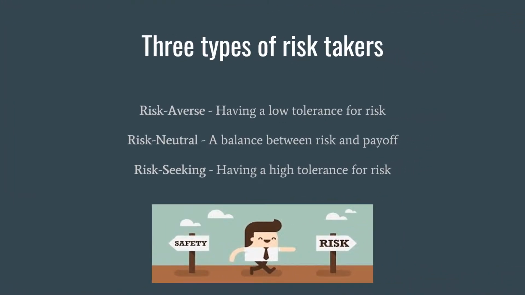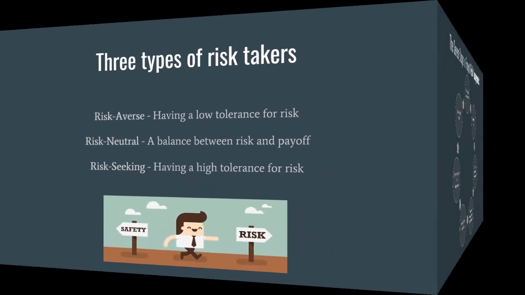There are three types of risk takers people can be placed into. These types are risk-averse people who have a low tolerance for risk, risk-neutral people who have a good balance between risk and payoff, and risk-seeking people who have a high tolerance for risk.